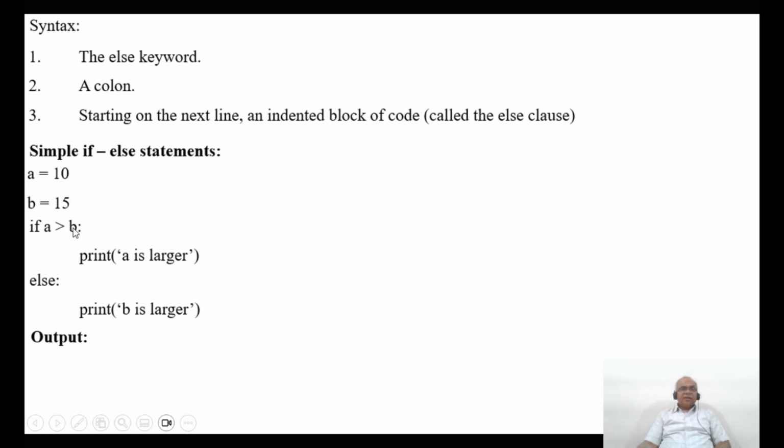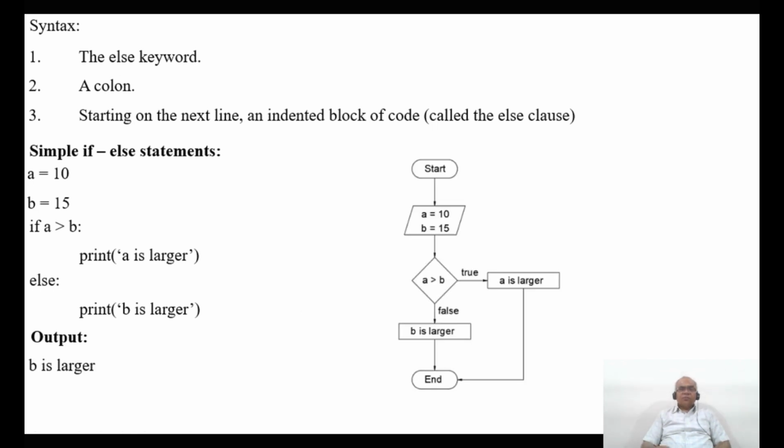Then when it comes to the if condition: if is the keyword, then the condition a is greater than b, and after that you have a colon. This is the syntax we use for the if statement. It takes the value of a as 10 and the value of b as 15. Is 10 greater than 15? No. The condition becomes false. So it skips this statement and comes to else. Here, b is larger will be the output.